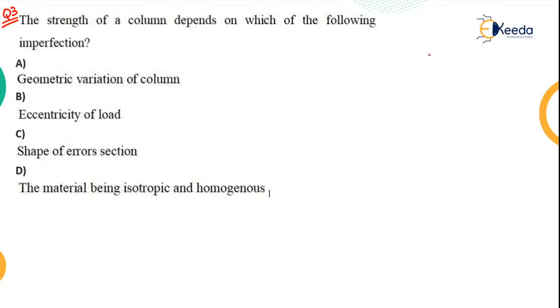Okay, so there's a column. Whatever may be the end conditions of the column, don't bother about the end conditions. So what is he telling? The strength of this column. Columns are normally what members? Compression members, right? So he's asking the strength of the column depends upon which of the following imperfections. So let us read the options.